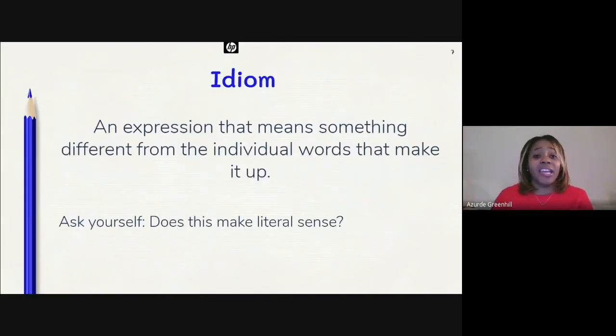Next, we're going to look at an idiom. An idiom is an expression that means something different from the individual words that make it up. So when you're trying to identify an idiom, you want to ask yourself, does this make literal sense?